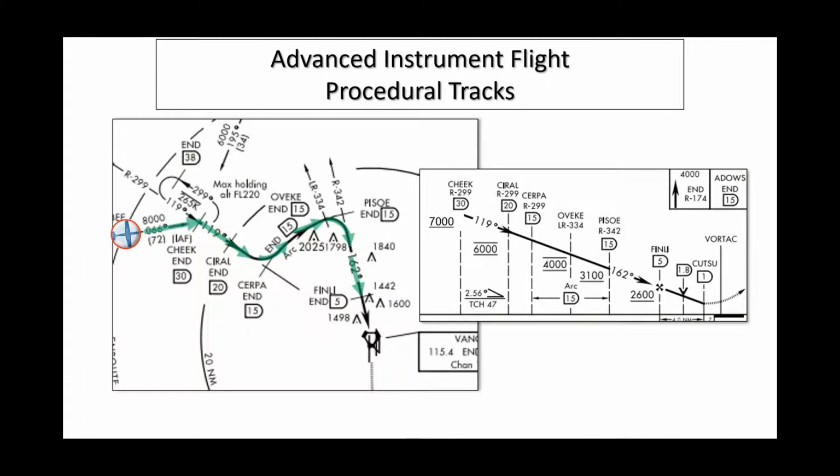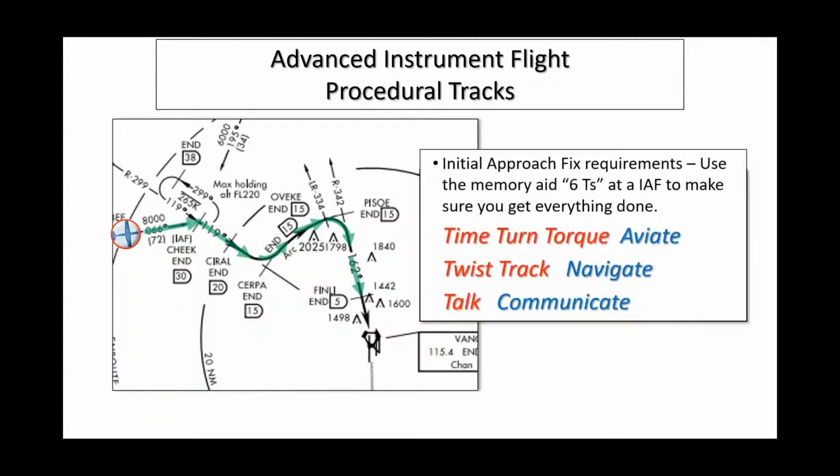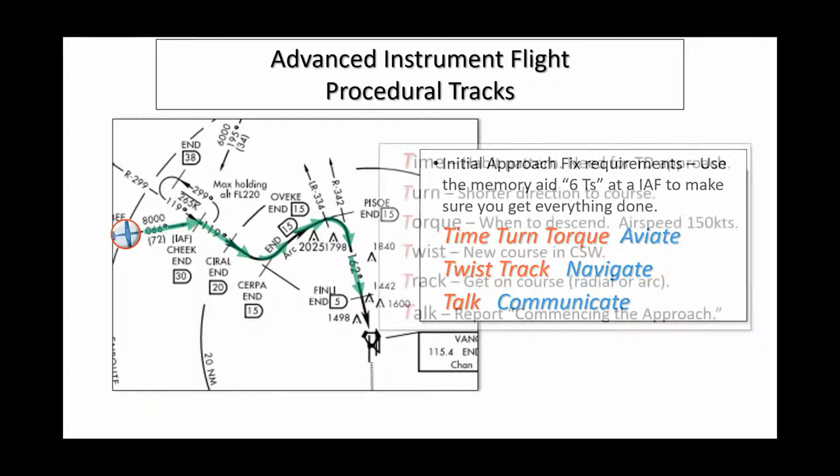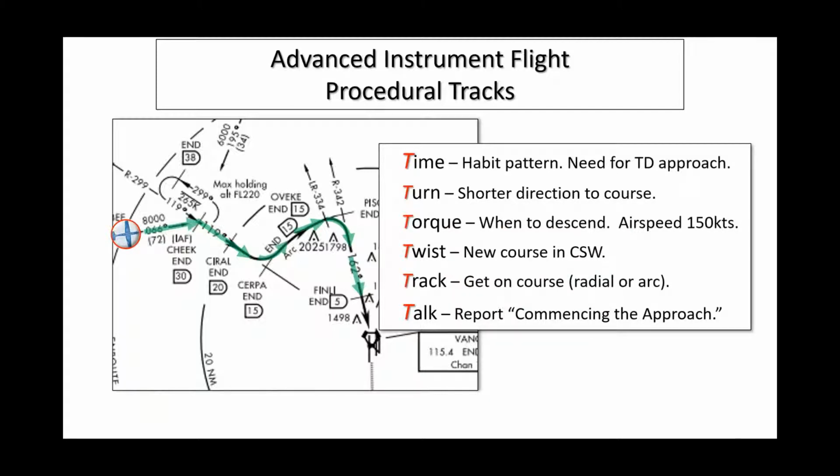At the initial approach fix and at every fix along the procedural track, there seems to be a lot to do. Our job is to do it in an efficient and timely manner. To help yourself get through what needs to be done, I recommend using the 6 T's. They are a great aid to help you aviate, navigate, and communicate. In fact, as a technique, when 6 miles from the initial approach fix, review the actions of the 6 T's for the particular approach so that you can execute them at the initial approach fix.